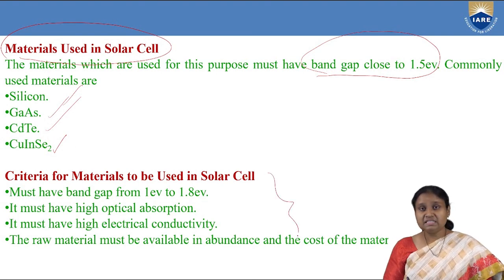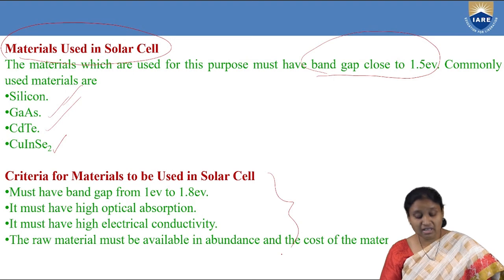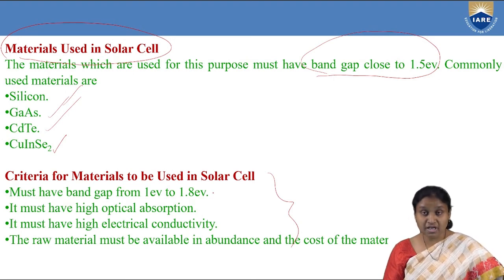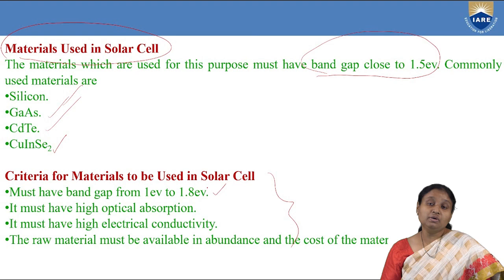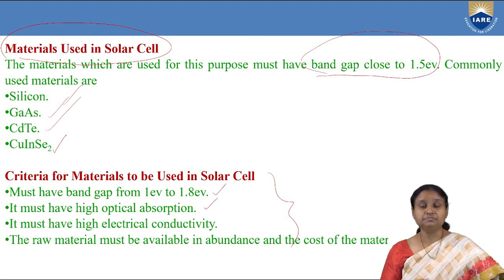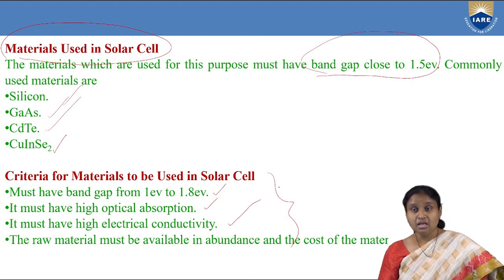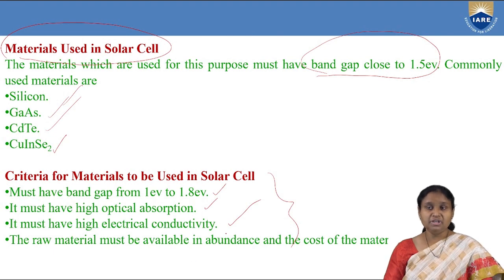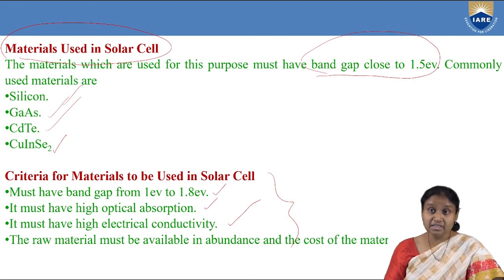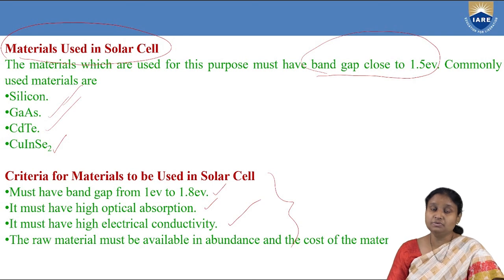And when we are selecting materials for a solar cell, what should be our criteria? First thing is, of course, it should have a band gap falling between 1 to 1.8 electron volts, and it should have high optical absorption. Whatever charge carriers are present in that material, they should absorb photons quickly. They should have fast response time. So that is nothing but high optical absorption, and also they should have high electrical conductivity. And of course, this material should be available abundantly, so that the cost of making a solar panel is low.